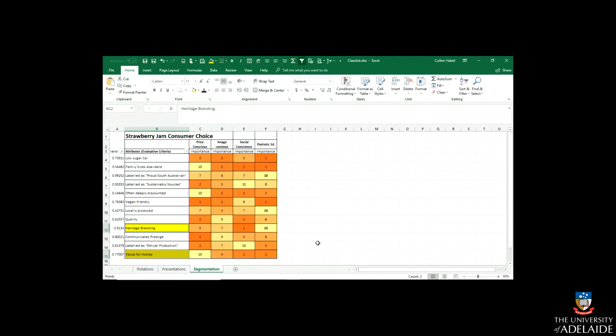7 and 4. Somebody's in there. That's image conscious. And the last one, 1 and 2. Ooh, 1 and 2. So I'm going to write down here, social. Now, incomplete picture, isn't it?